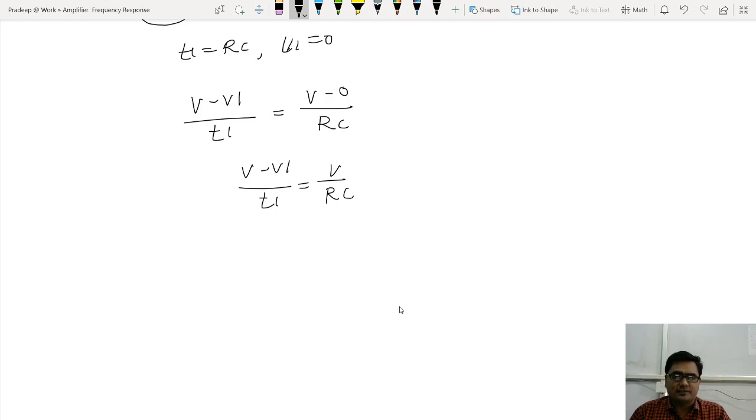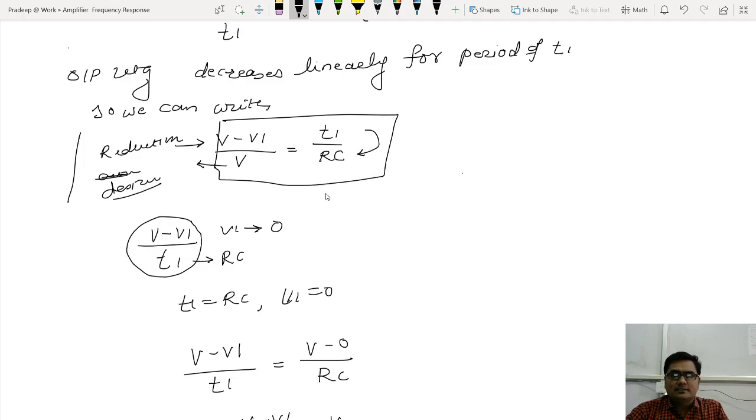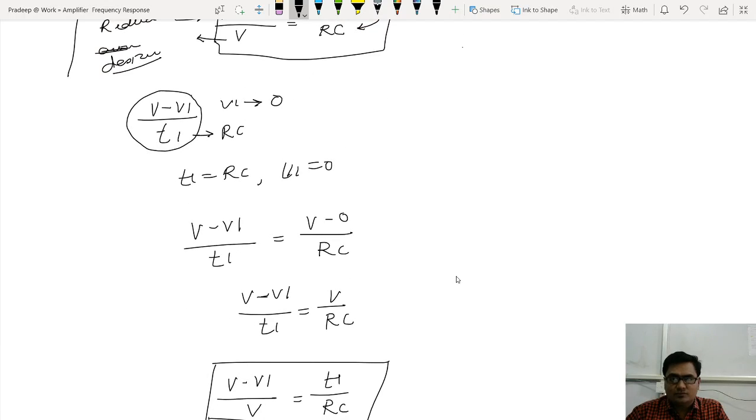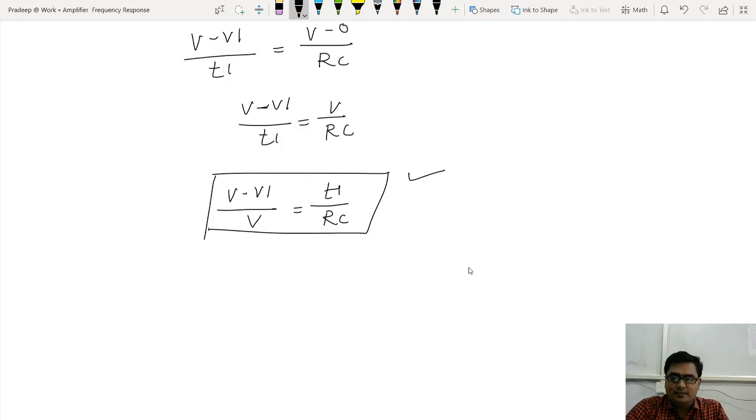Whatever I am describing, I have described in the form of an equation. Now just rearrange this. By rearranging, (V minus V1) divided by V is equal to T1 divided by RC. This is the same equation I got. So these two equations are both the same. Either you go this way, or if you understand by the previous method, no problem. But you need to understand that (V minus V1) divided by V is T1 divided by RC.